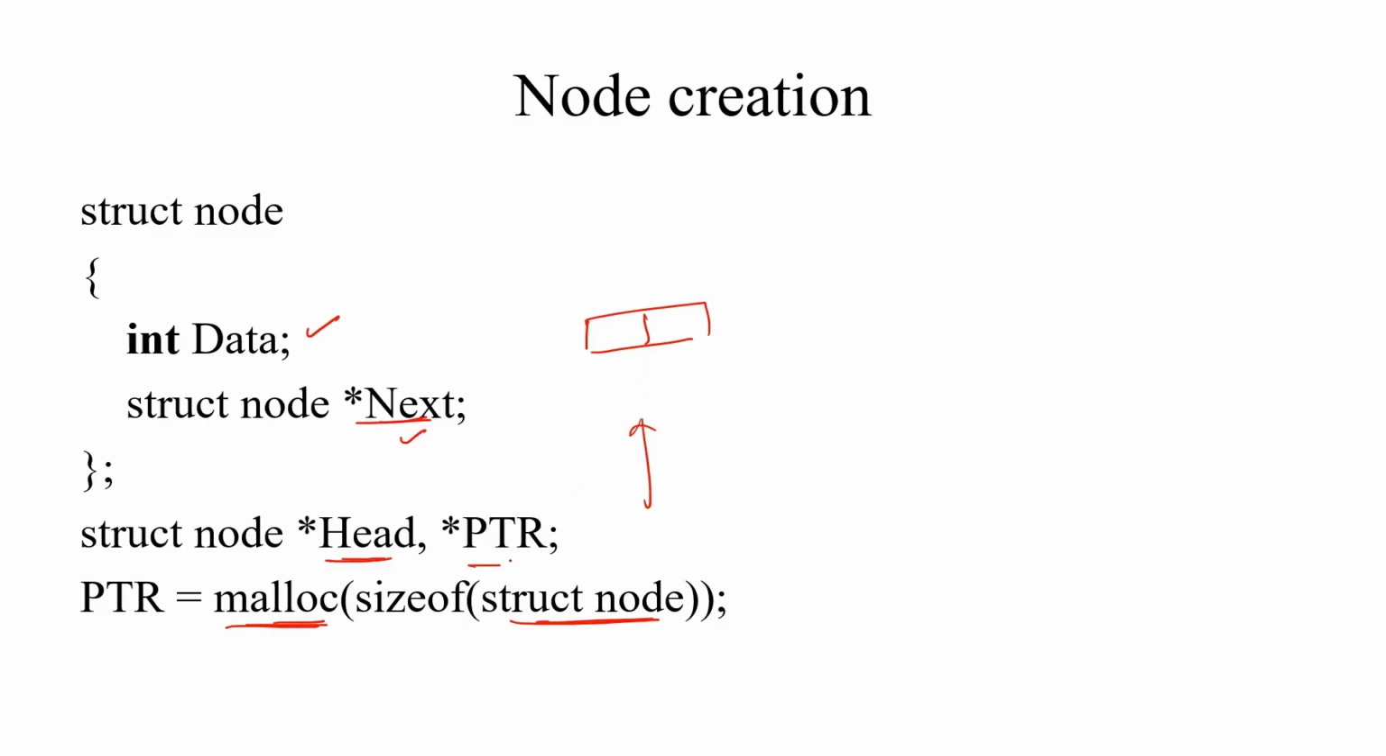We are having two pointers. One we are keeping for head, that is the first node, and PTR will always contain the new node. So whenever we insert a new node, the new node will be pointed to by PTR.